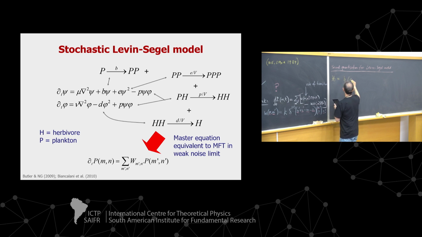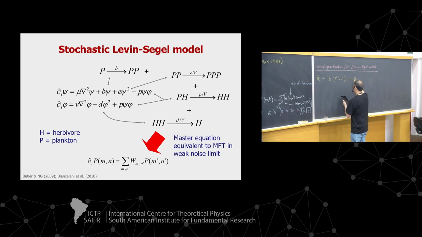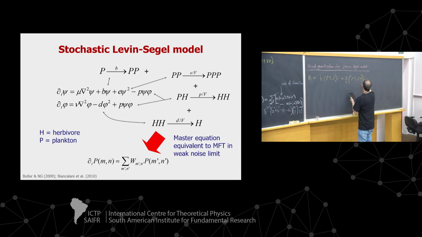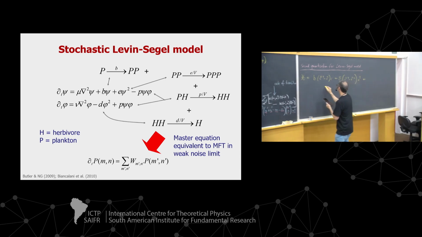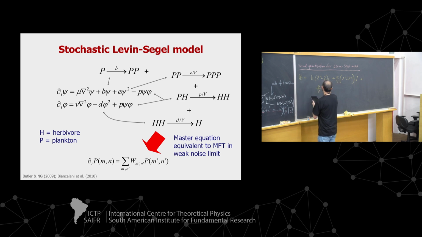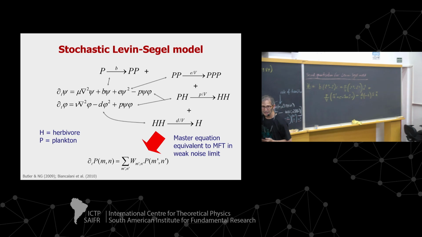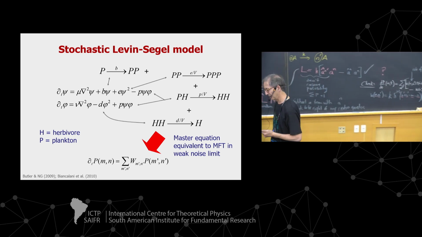So it looks like this: c hat squared minus c hat c plus e over v c hat cubed minus c hat squared c squared plus p over v a hat squared a c minus a hat a c hat c plus d over v 1 minus a hat a squared. So that's all the reaction terms, the polynomial terms in the Levin-Siegel model.